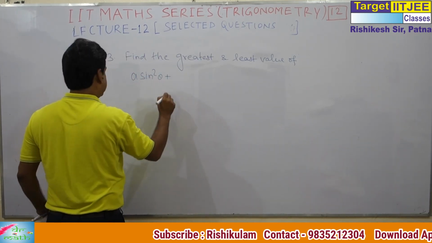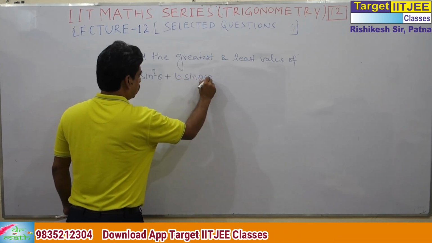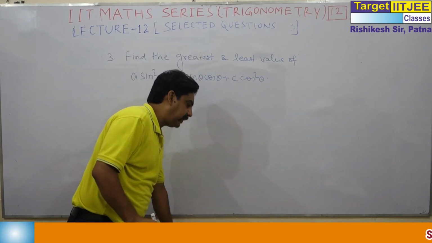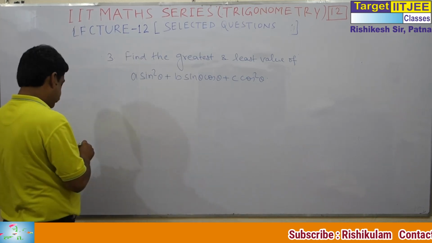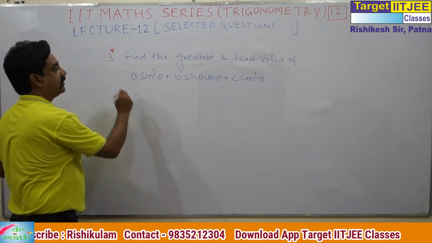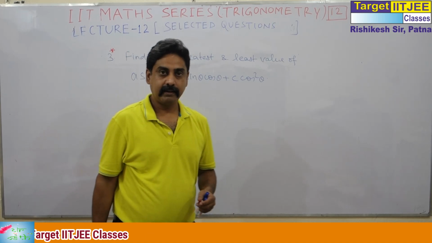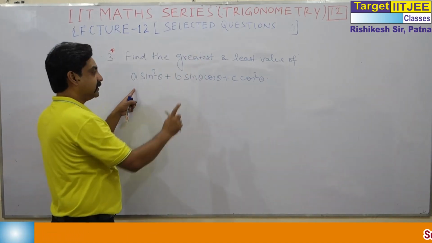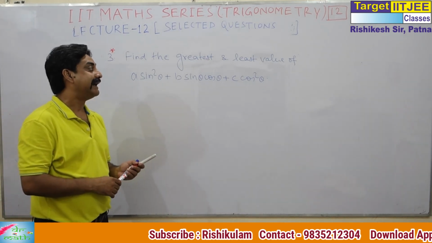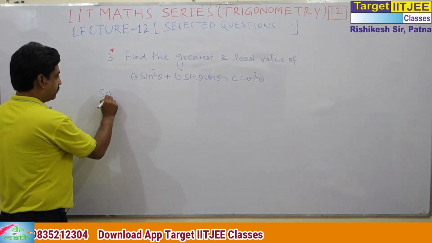A sin square theta plus B sin theta cos theta plus C cos square theta. This one is very interesting. Actually, you can get this question in a function also: find the range of this function. I have explained the question for A, B, C, and you can do it for any numbers. Find the greatest and least value of A sin square theta plus B sin theta cos theta plus C cos square theta. See, very easy.